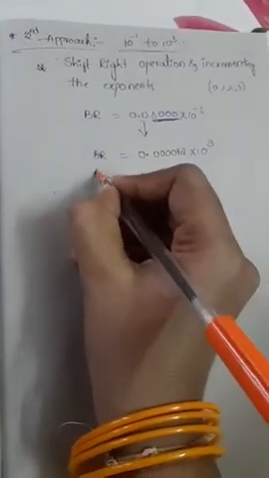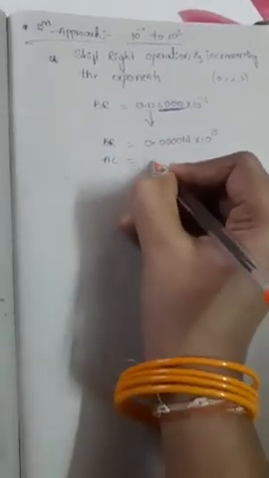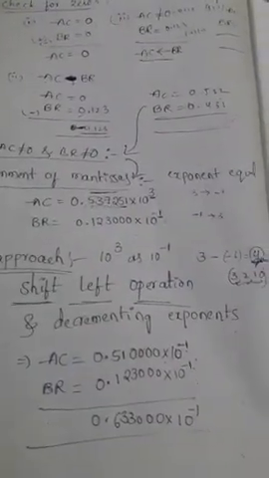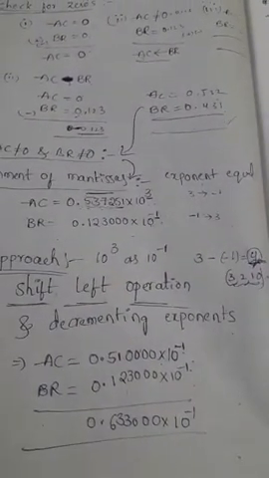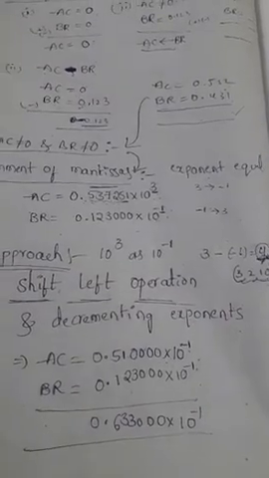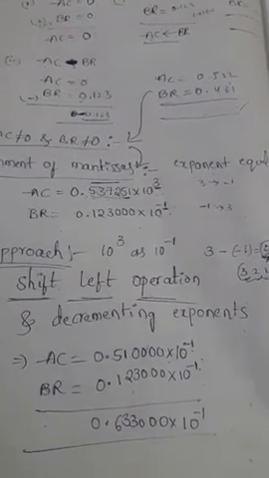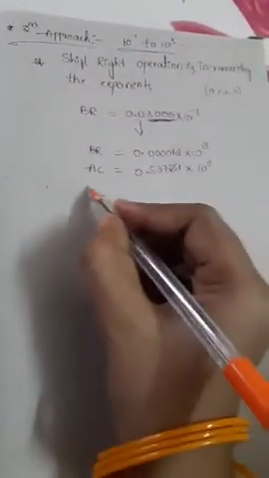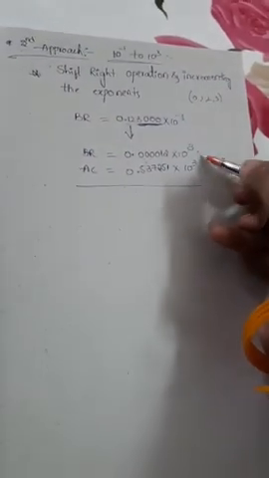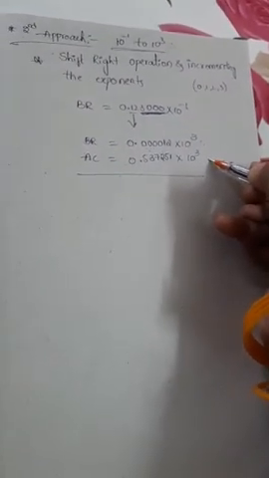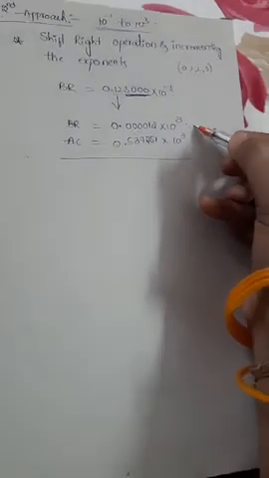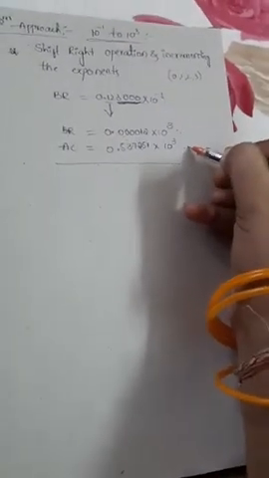So now take the first number, AC, that is nothing but 0. What is the first number? 5, 3, 7, 2, 5, 1 into 10 cube. So now add these two numbers. So now we are checking whether these two exponents are equal or not. So these two exponents will be equal.